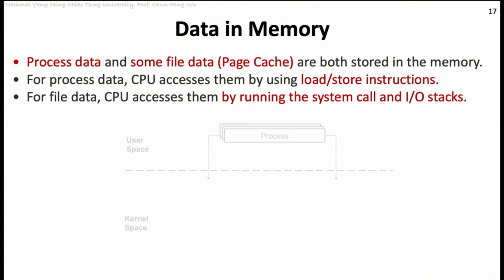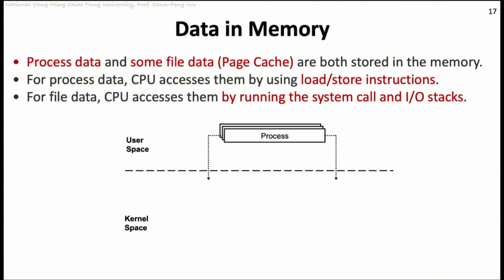Okay. As we mentioned in the prior slides, the CPU accesses data in memory by using load store. But to be a little bit more precise, for process data, the CPU accesses it by using load store instructions. But for file data, the CPU accesses it by running the system call and I/O stacks. So even if the file data is inside the memory, the CPU will do some operating system work to manage the data. Because if the data is in the page cache, even though it is memory, the CPU will run the operating system to manage it.